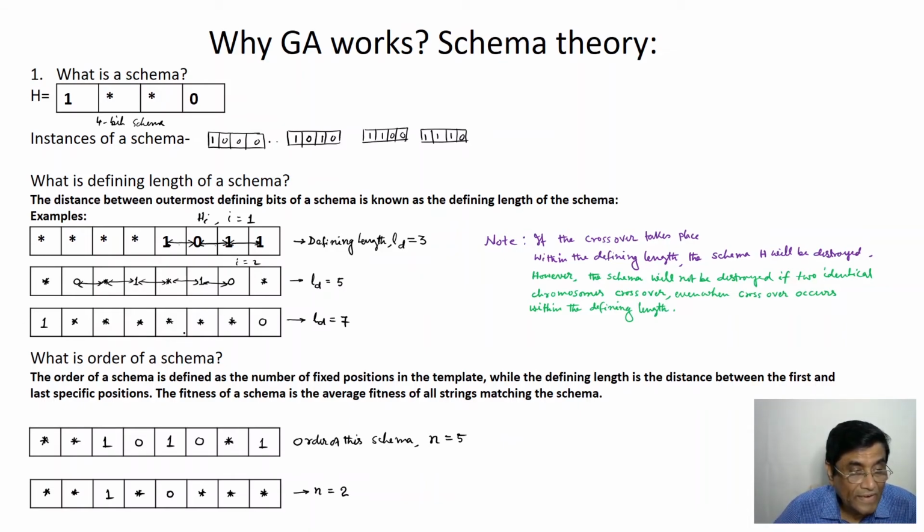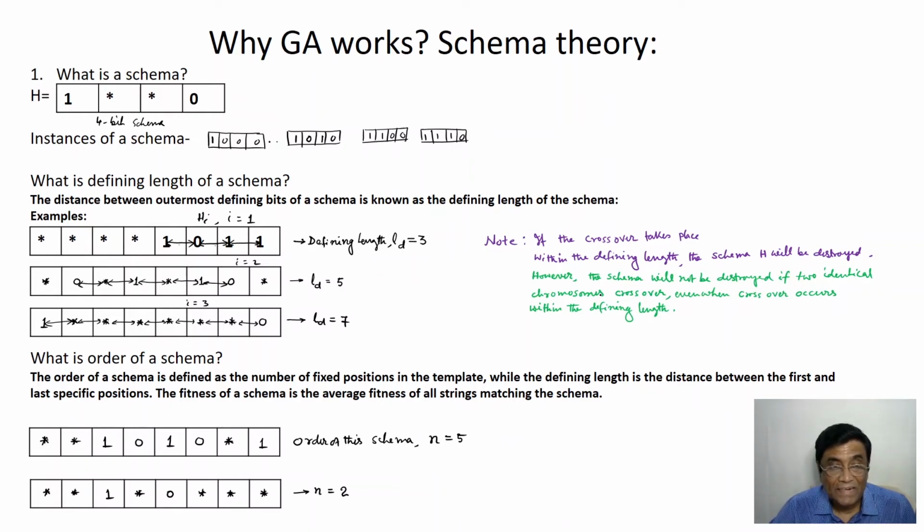Here, what is the defining length? You see, I'll have to again figure it out. So i equals 3. What is the defining bit I could find here? Okay. So 1, 2, 3. Where should I stop? Till I get a defining bit. 4, 5, 6, 7. So if I give any schema, now we are in a position to calculate its defining length.